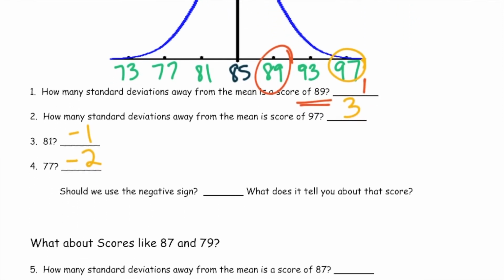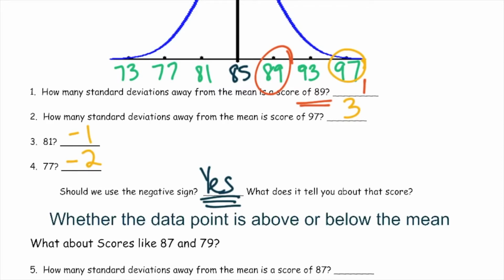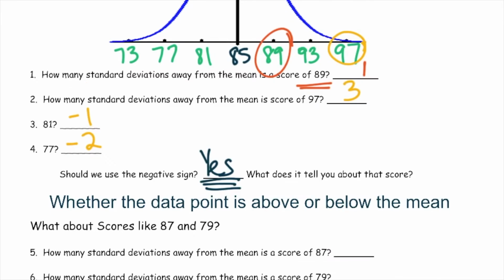Now, here we're using negative signs. We do want to use the negative signs because that tells us whether the data point is above or below the mean. So if you have a negative, that means you're below average, and if you have a positive, that means you're above average by that many standard deviations.